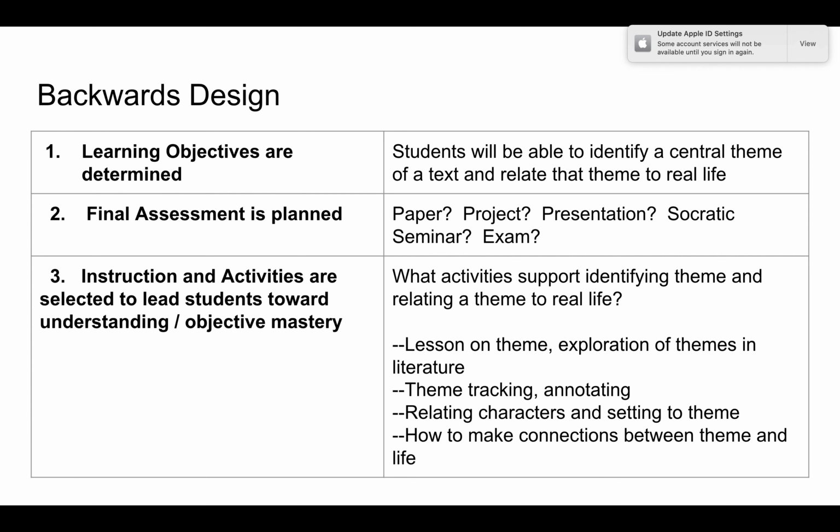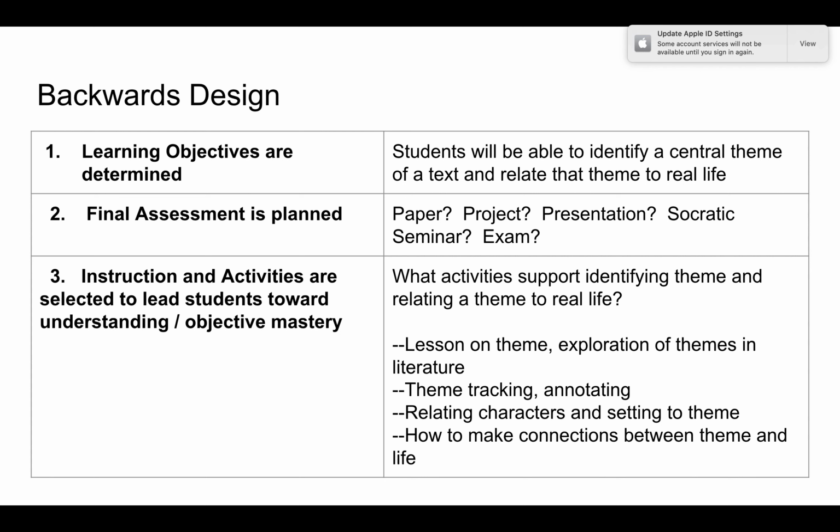So backwards design might look like this with The Great Gatsby. The first thing we do, that's step 1, determine our learning objectives. So I have sort of paraphrased one of the Missouri State Learning Standards. Students will be able to identify a central theme of a text and relate that theme to real life. So that's basically a standard. I've sort of phrased it as an objective.